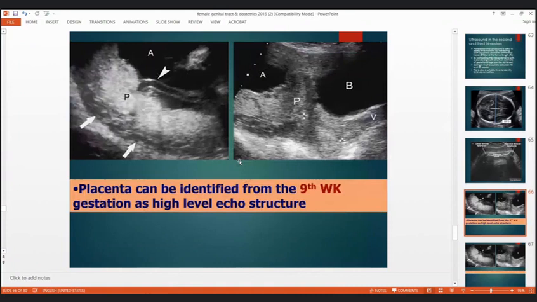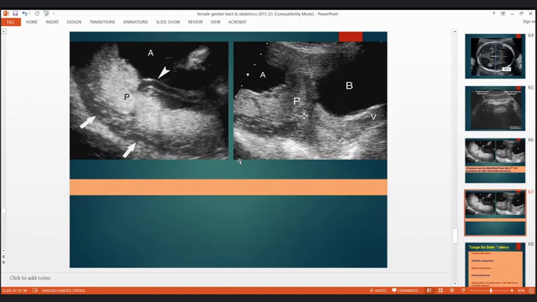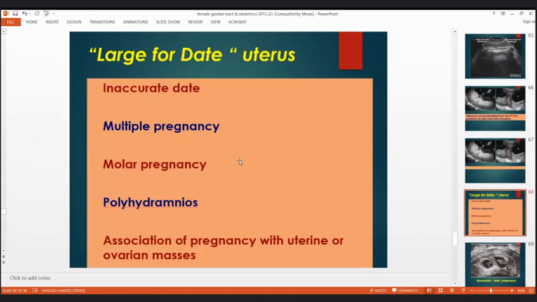The placenta is also visualized. It is generally identified from the 9th week onward, and we follow it for the location of the placenta and for diagnosis of placenta previa, generally after 20 weeks of pregnancy. So we said that for the second and third trimester, it is used for dating of a pregnancy, and it is used also for the assessment of the fetal growth and assessment of fetal viability.